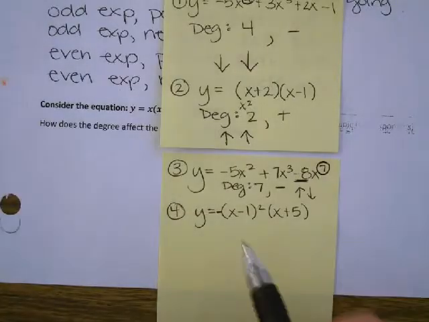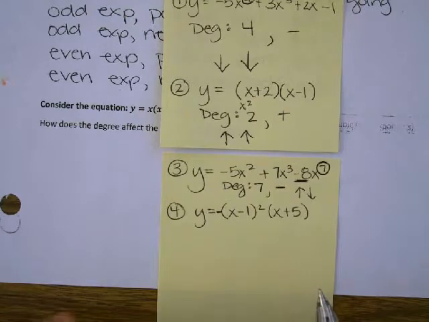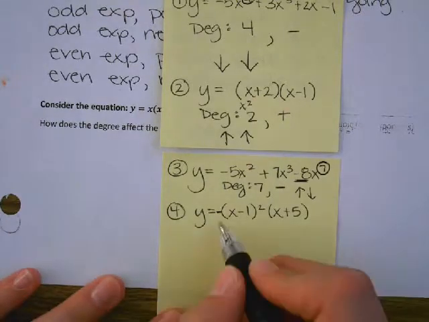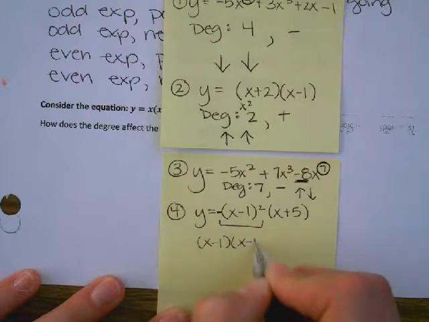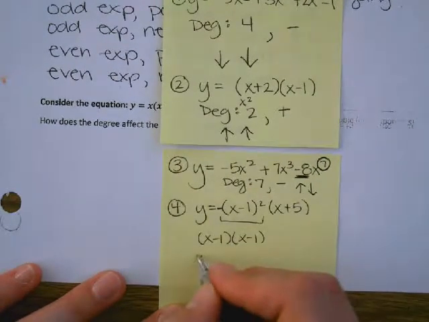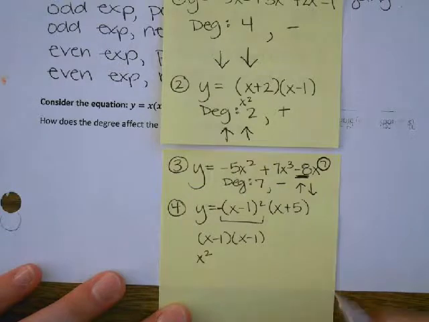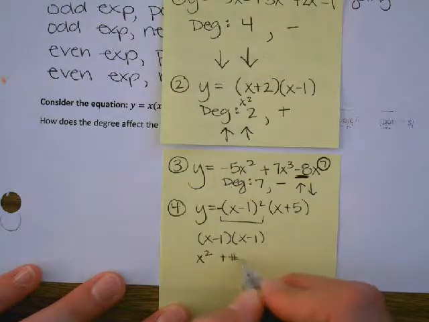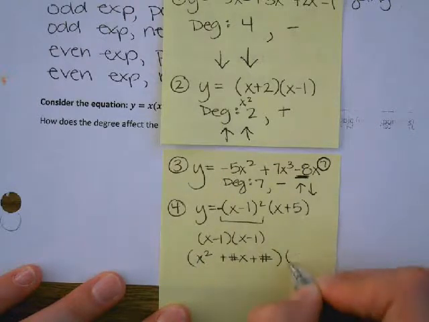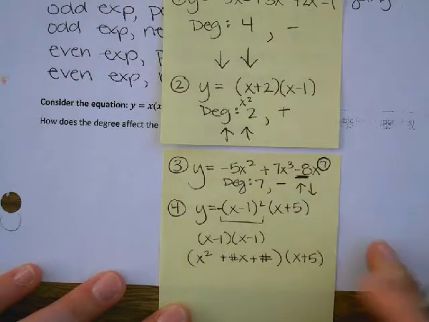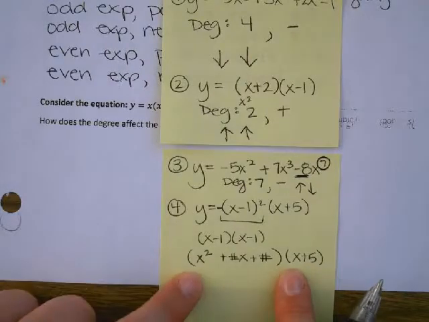All right. So for number 4, we have to think about what would happen if we multiplied it out. So when you multiply this out first, you'd have to think of x minus 1 times x minus 1. And I'm not going to do all the math, but I am going to say the first part is x squared, and then there's some sort of number in front of the x, and there's some sort of number there. And then after we got that, then we would have to multiply by the x plus 5. And what would happen if I did that?